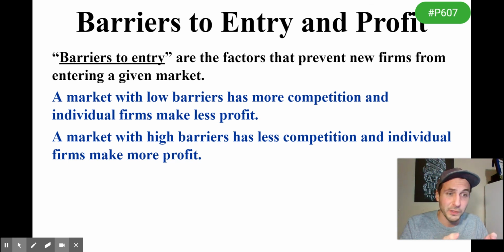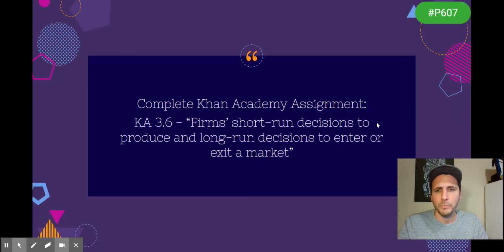Anyone can start farming potatoes in the long run, right? And when there are losses, firms are going to leave because there's very little incentive for them to stay, because there are no sunk costs. It's very easy to shut it down and just stop farming potatoes, for example. And keep that in mind.